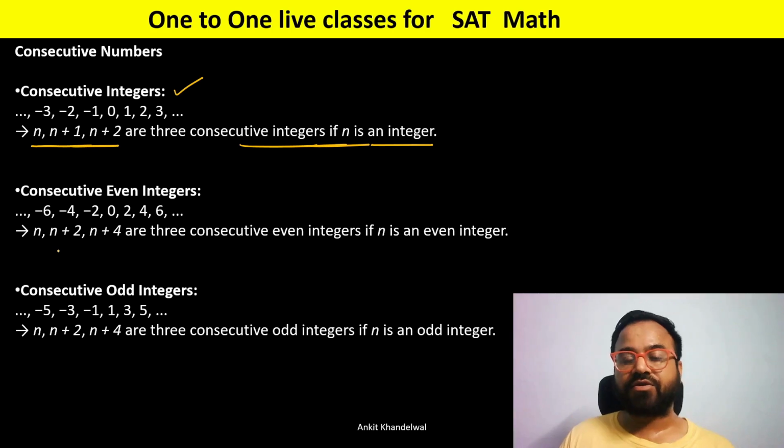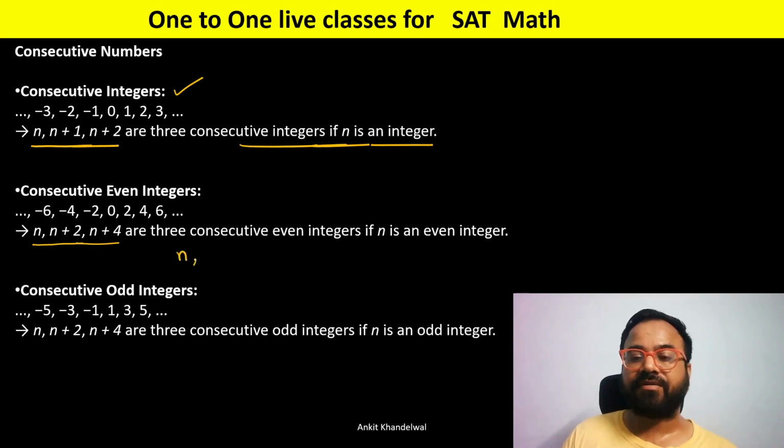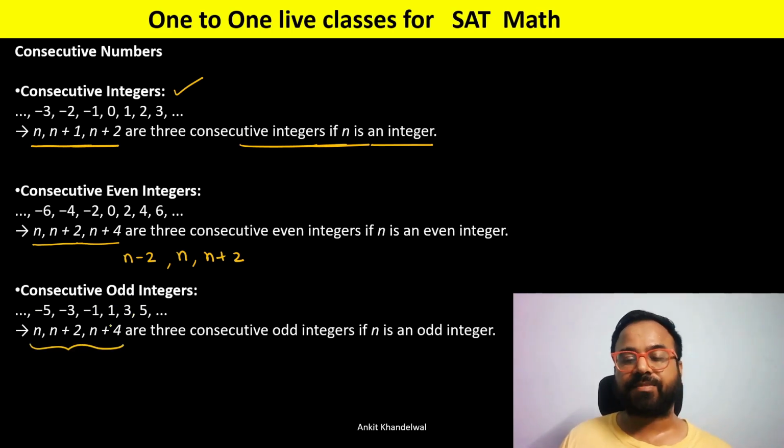In general, if you want to take any number of even integers, if I am taking the first one as n, the second one will be n plus 2 and the third one will be n plus 4. We can also take the middle one as n, then the next is n plus 2 and the previous one is n minus 2. This is also 3 consecutive even integers. In the same way for odd integers, the difference is again 2. The numbers are written the same way: n, n plus 2, n plus 4. Here n has to be odd, because odd plus 2 will be odd and odd plus 4 will also be odd. For the even case, n has to be even so that the next ones will also be even.